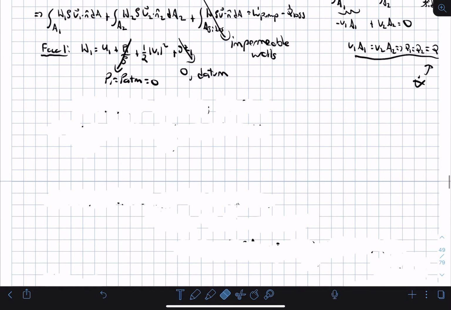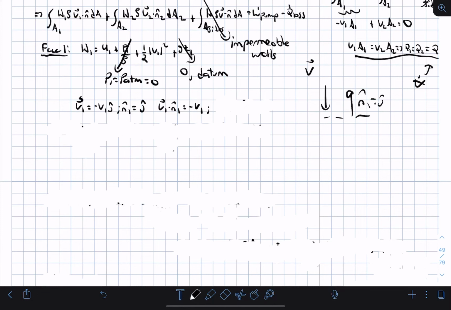Now, we know that v1 is equal to minus v1 j hat. n hat 1 is equal to j hat. That's just based on the direction because that surface is going up. n hat 1 equals j hat, and v1, as I argued before, equals minus v1 n hat 1 equals minus v1 j hat. So we do the dot product, and we get minus v1, and I used that up here for our conservation of mass.